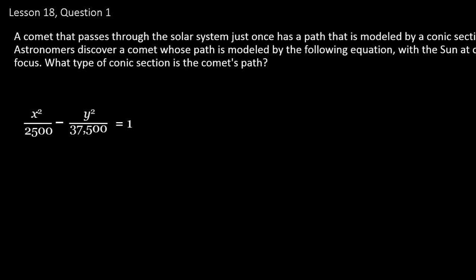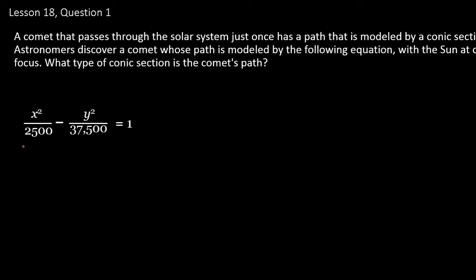Let's talk about Project 4, Lesson 18. A comet that passes through the solar system just once has a path that is modeled by a conic section. Astronomers discover a comet whose path is modeled by the following equation with the sun at one focus. What type of conic section is the comet's path?